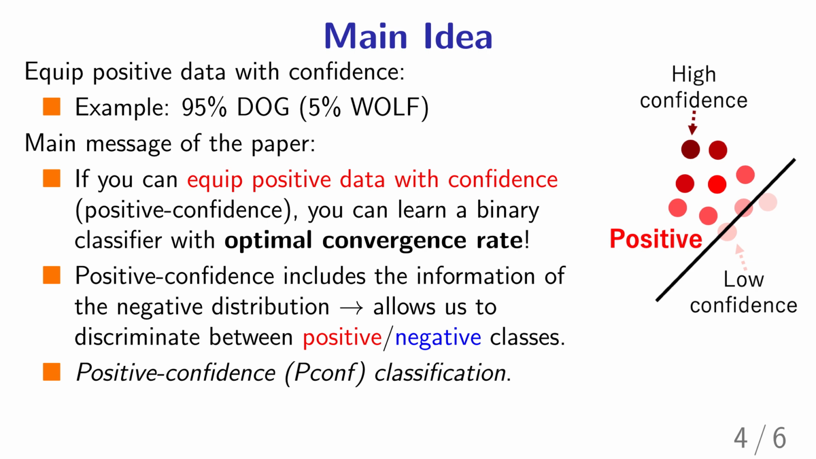This is somehow intuitive, but does this really work? Can we really learn a good binary classifier? So the main message of the paper is that if you can equip your positive data with this kind of confidence, which we call positive confidence, you can actually learn a binary classifier with optimal convergence rate. This was previously impossible when you only had hard-labeled positive samples, but now we have the additional positive confidence scores, which include the information of the negative distribution, and this allows us to discriminate between the positive and negative classes. In the paper, we call this positive confidence classification or PConf classification.